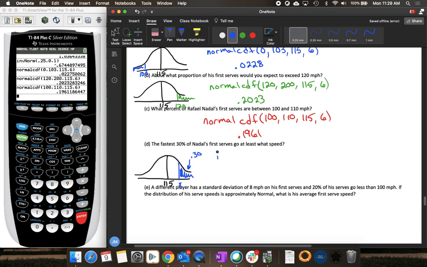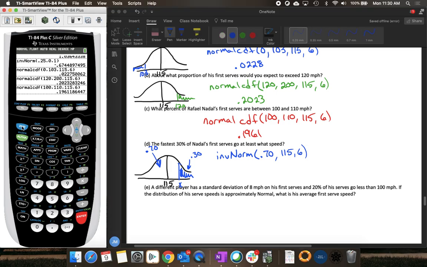Now here's the problem, is for inverse norm to work, you need the area to the left, not the area to the right. And the area to the right is 30%, but remember the normal curve has to add up to be 100%. So if the area to the right is 30, then the area to the left, everything over here, would have to be the remaining 70. So we're going to actually end up using 70% as our area to the left. And then we're going to also include our mean and standard deviation. That was something we didn't do last time, but now that we have those, we'll go ahead and include them.